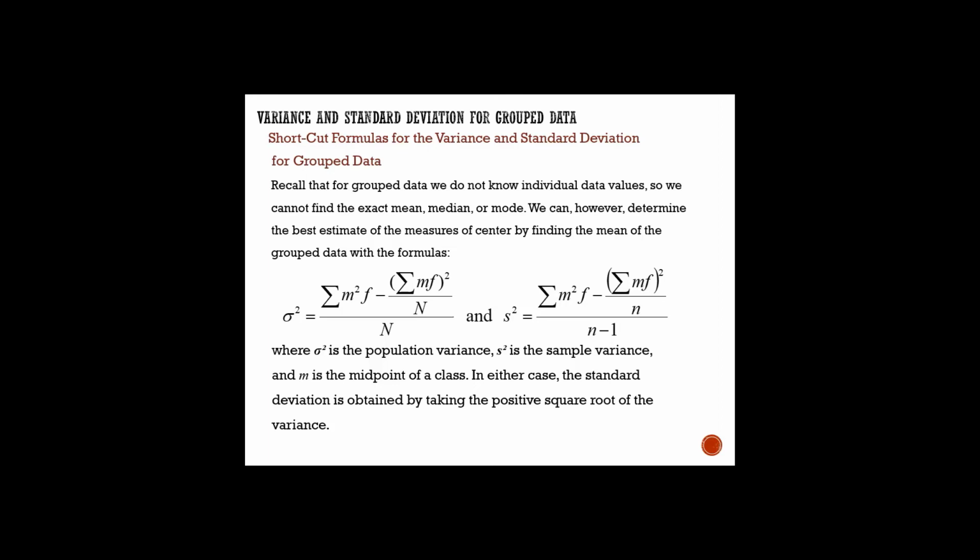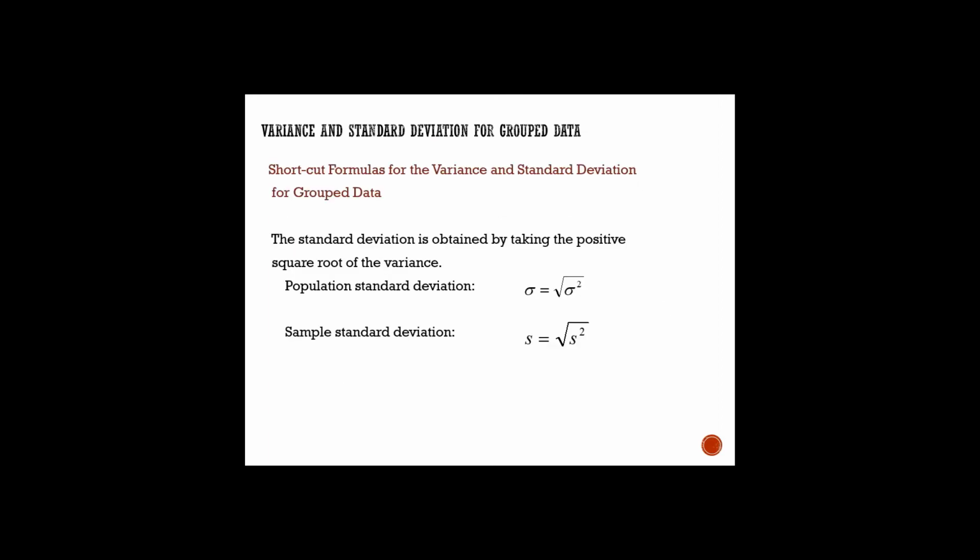How do you get the standard deviation from there? Well, it's easy. It's the same situation. We take the square root of the variance to get the standard deviation. And of course, this would be your formula for taking the square root of the variance to get your standard deviation.